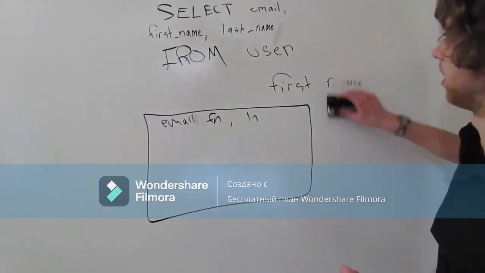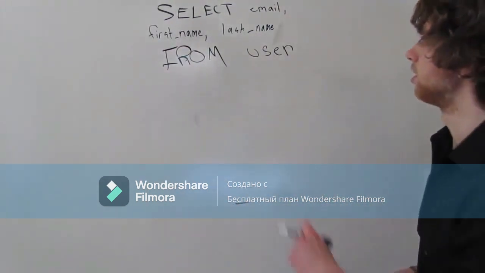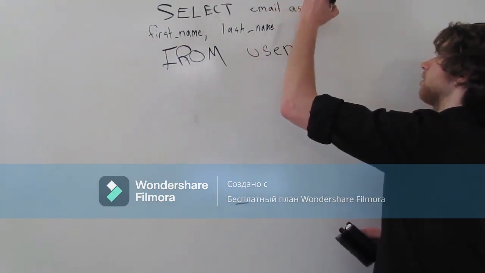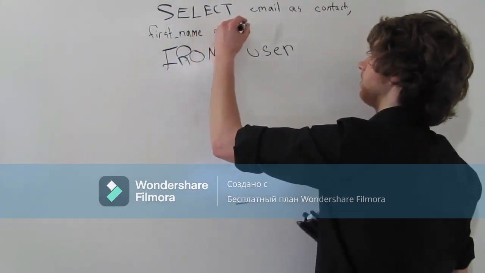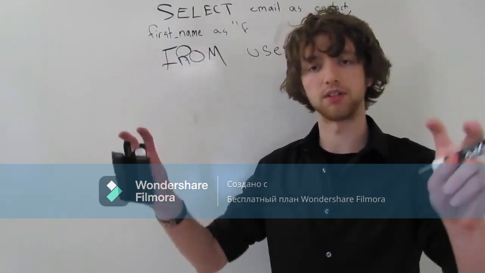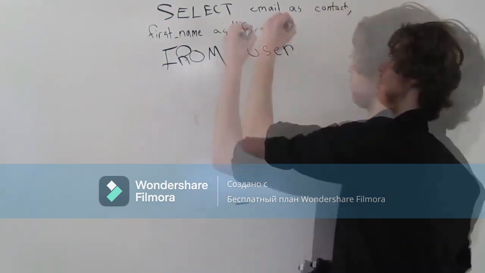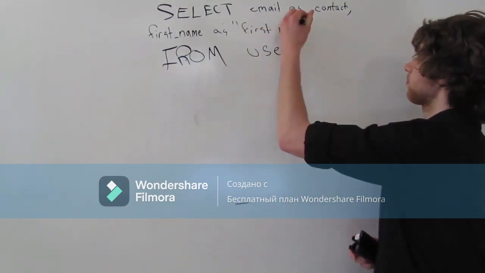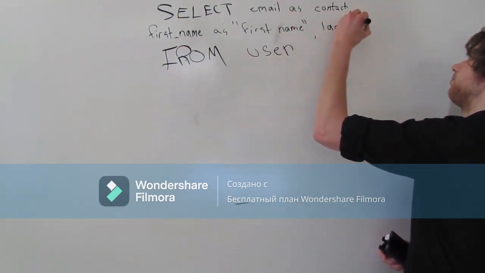This works similar in the way that the other alias works for the tables, except you put it right after the column. So you could say select email as contact, comma, first name as, and then you put in quotes. You gotta quote it. That's because you're telling it this is what you want it to be. You want to put it in quotes so that way it's understood to be a string. You can see here I put that space there, and without the quotes that can just cause a problem. Comma, and then underscore last name.